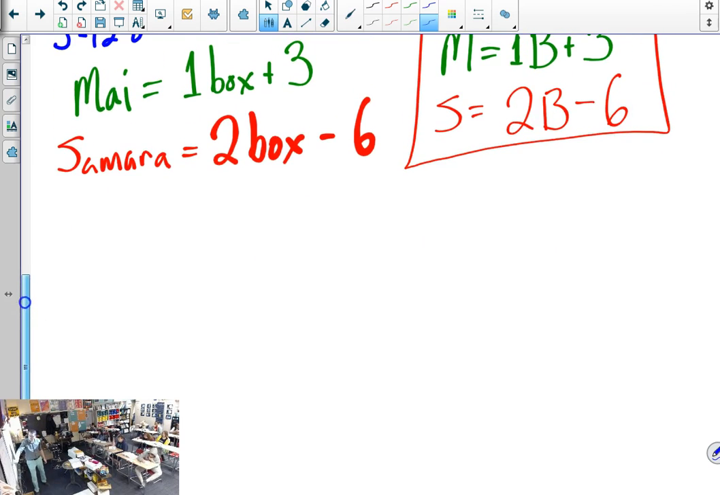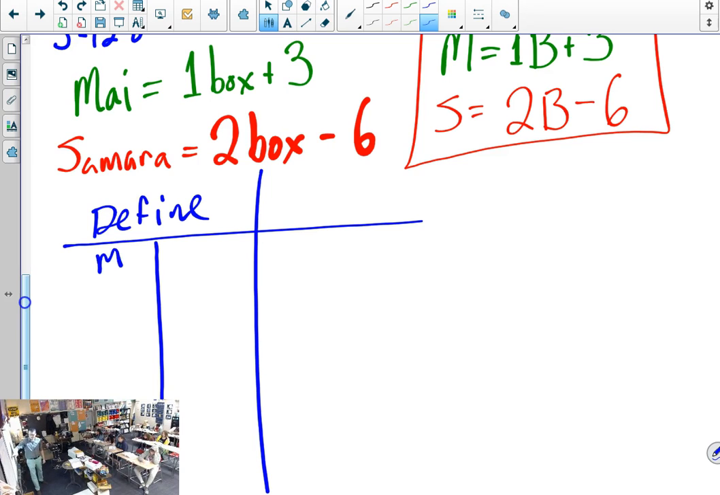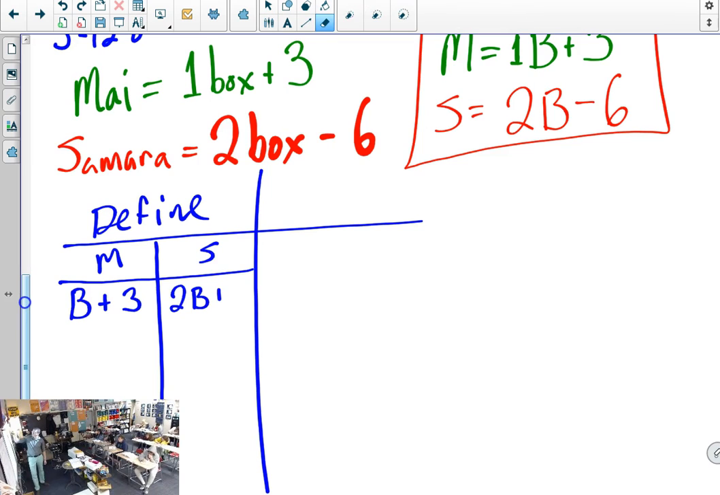We're now going to set up our define section. We already know how many people we are working with here? 2. So our define section will be split into 2 columns. We have May and Samara. Now, we also know that we represented May with a box and 3, and 2 boxes minus 6 for Samara.